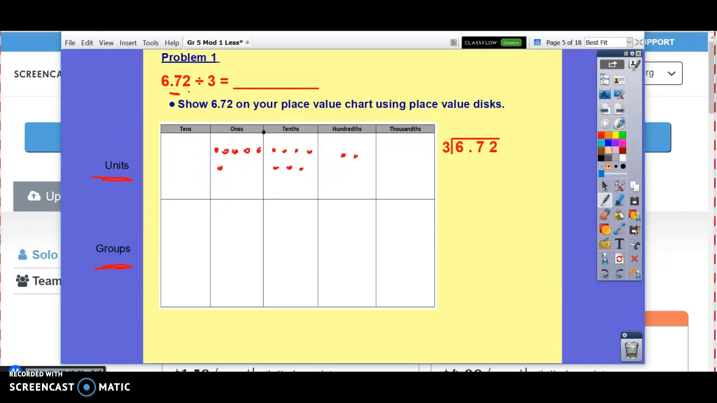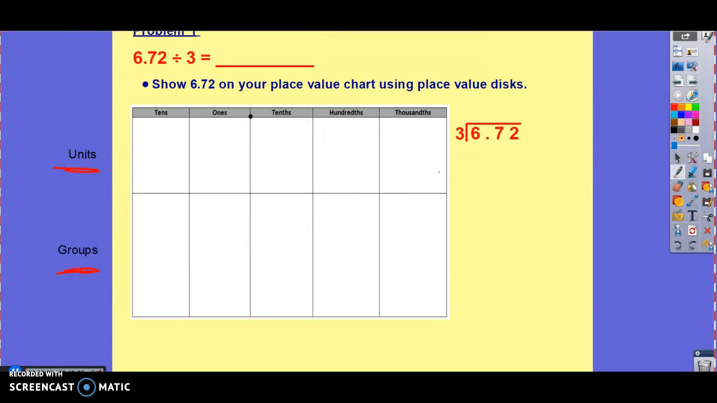We're going to show you two ways to answer the problem today. We're going to show you on a place value chart, and also we're going to show you using the standard algorithm. We're going to start with the units. We're looking at the units as the ones place, the tenths place, and the hundredths place. So we're going to place 6 and 72 hundredths across our units. So in the ones we have 6. In the tenths we have 7. In the hundredths we have 2.